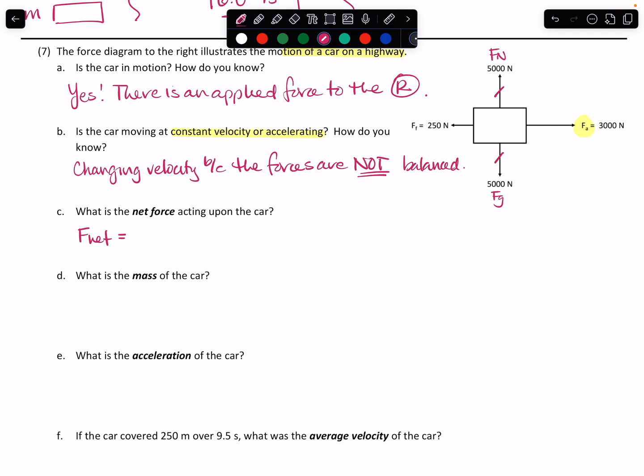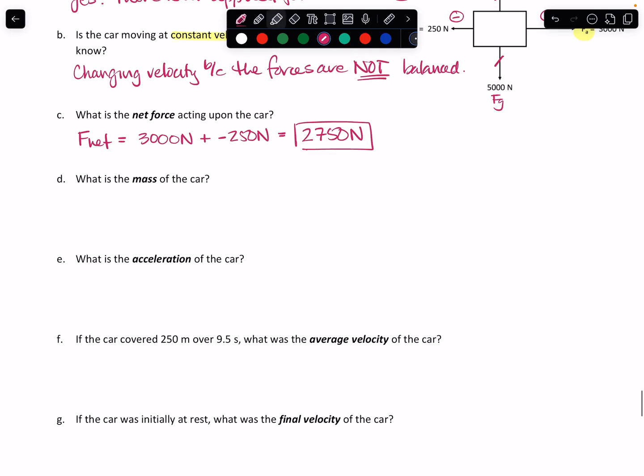If I have a free body force diagram that's labeled with values, I'm going to use that. Remember, forces to the right are positive, forces to the left are negative. So we're going to have F net equals 3,000 newtons plus negative 250 newtons. The net force acting on the car is 2,700 newtons.